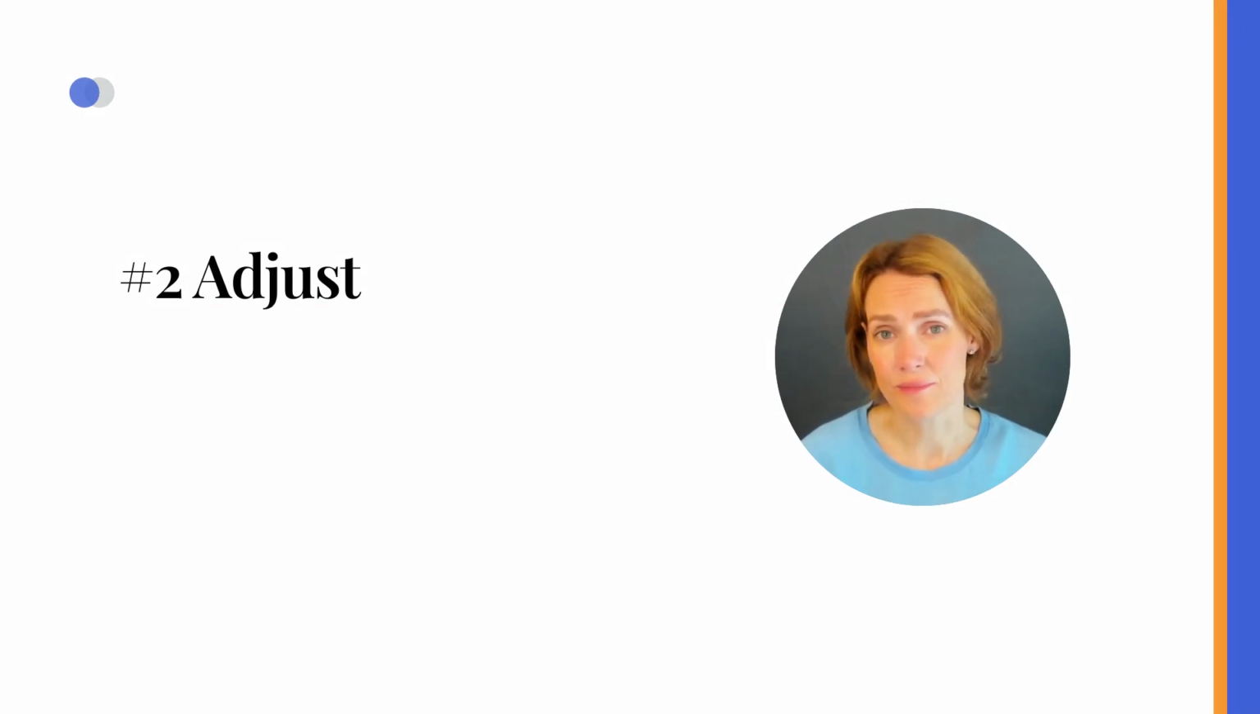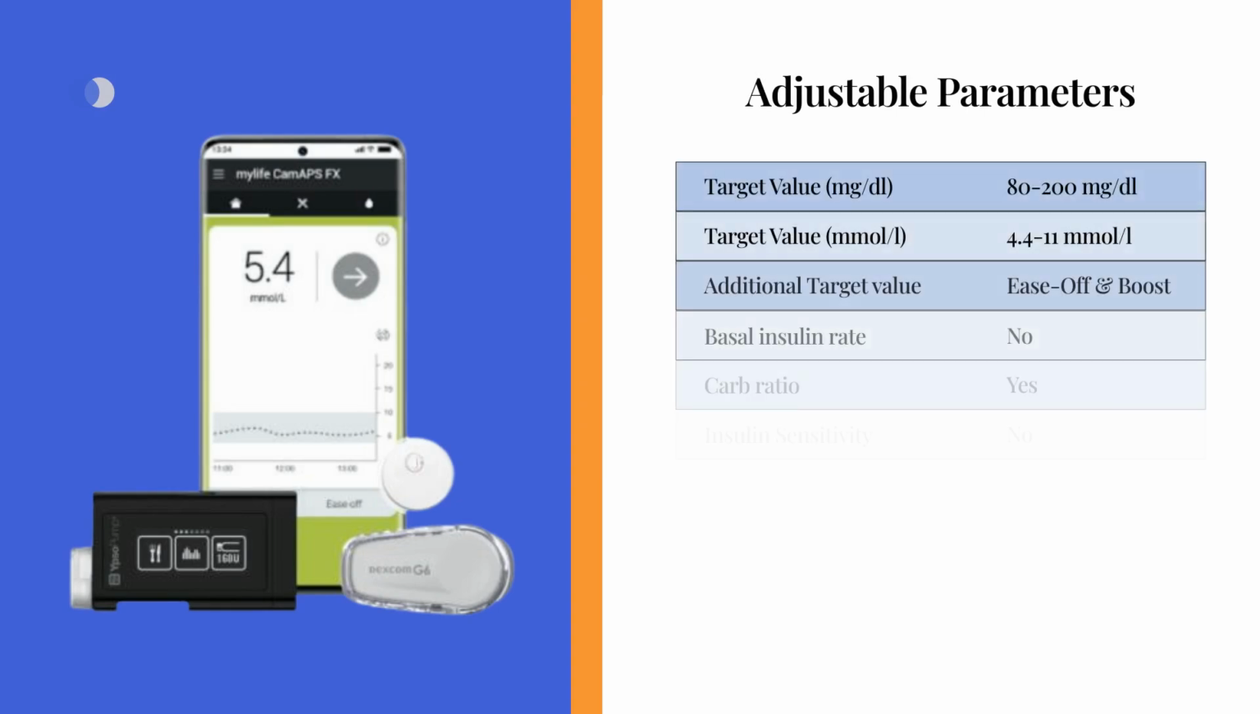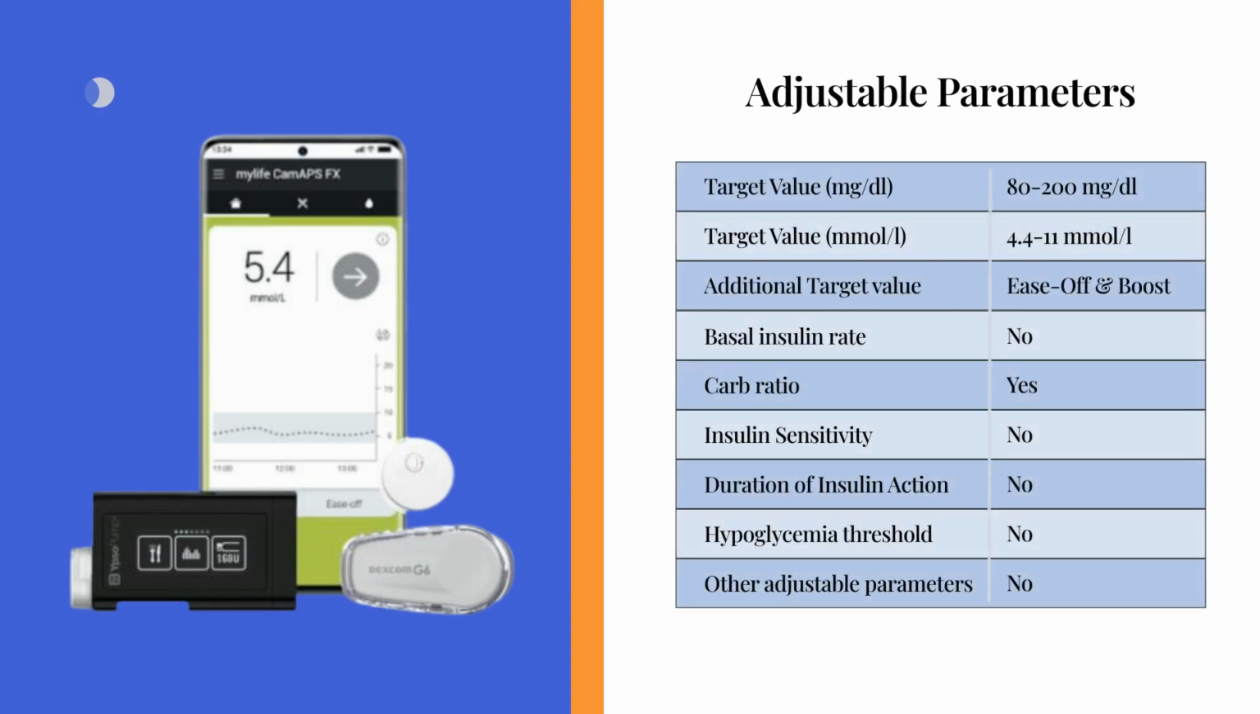To adjust. Mylife Loop allows for adjustments in the following parameters. Target value. This is adjustable within 30-minute time blocks between 80 and 200 mg per deciliter or 4.4 and 11 millimol per liter. Temporary target. Mylife Loop offers a higher and lower temporary target via its ease off and boost function. And the carb ratio.